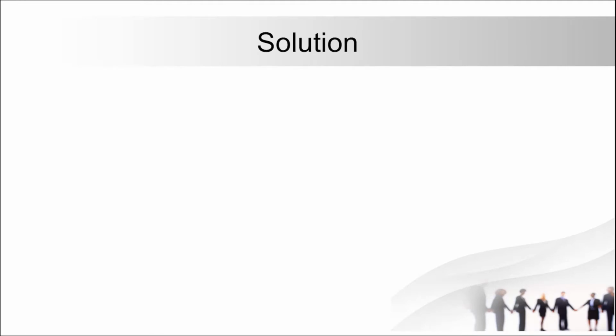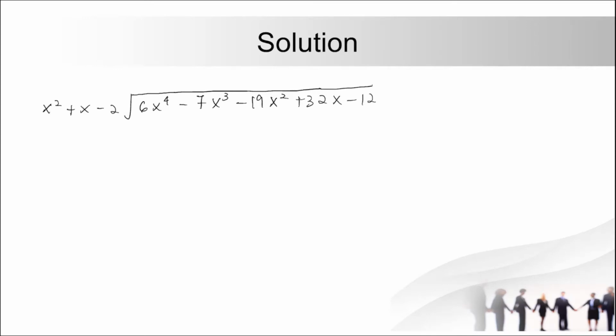So, let's do long division. My divisor, x squared plus x minus 2. My polynomial, 6x power 4 minus 7x cubed minus 19x squared plus 32x minus 12. So I'm going to write the partition for each term.